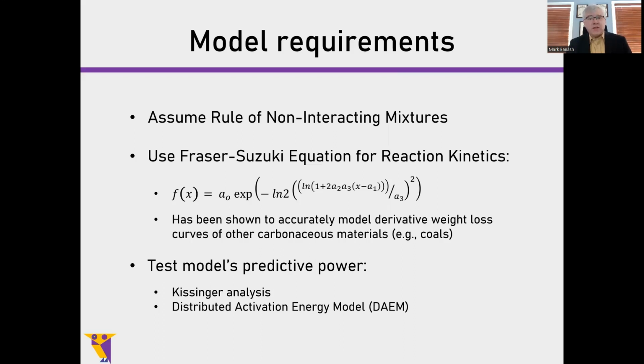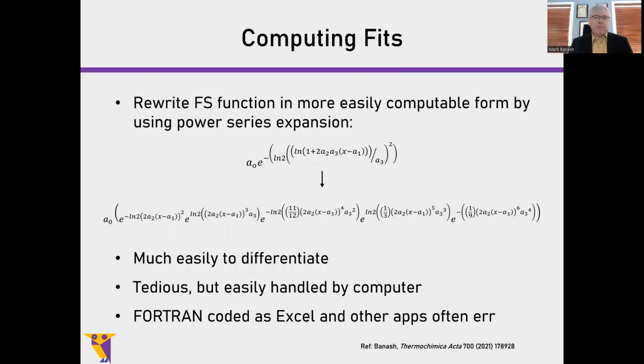The first is Kissinger analysis, and the second is using something called the distributed activation energy model. Now, how do you fit these things? And if you want to look, there's a reference there to a paper I wrote in 2021 on how this whole thing can be done, but basically it starts by expanding the Fraser-Suzuki function into something which is a little more computable. I agree it looks a little tedious, but believe me, it's much easier to differentiate. And when doing line fitting, you usually have to take the derivative of a function with respect to each one of the variables.